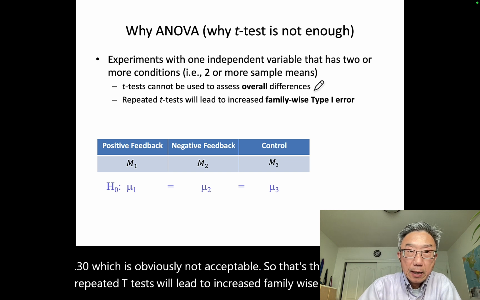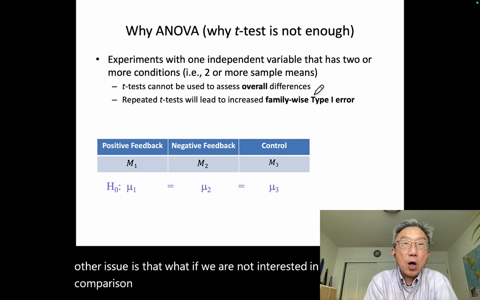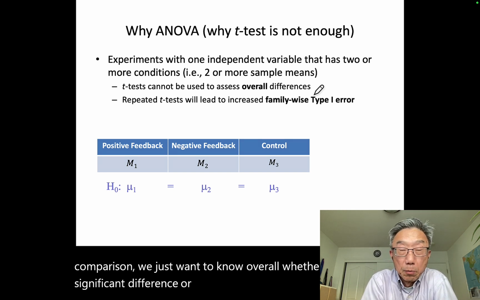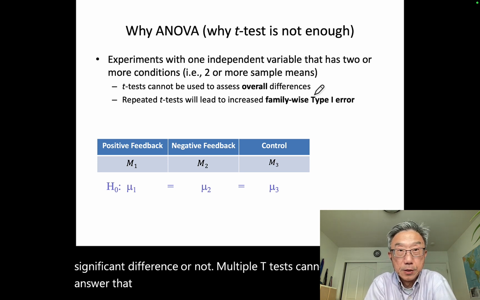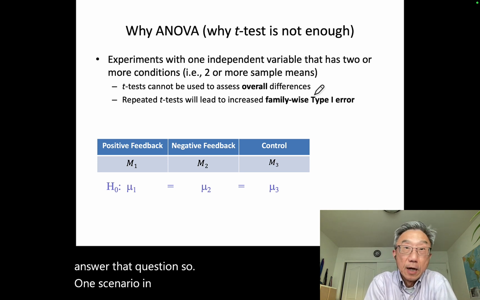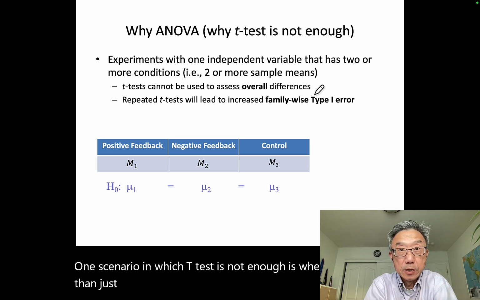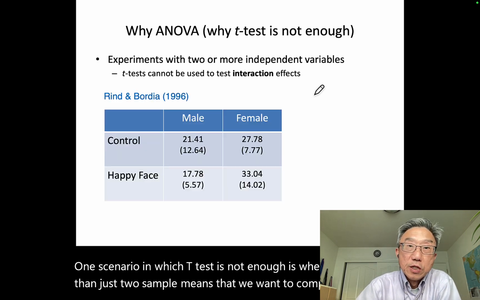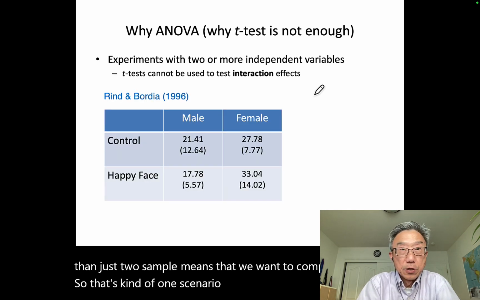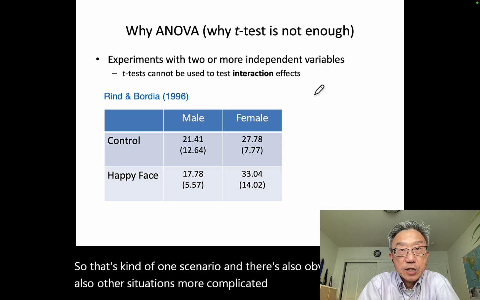The other issue is, what if we are not interested in the pairwise comparison? We just want to know overall whether there is a significant difference or not. Multiple t-tests cannot be used to answer that question. So one scenario in which a t-test is not enough is when we have more than just 2 sample means that we want to compare.